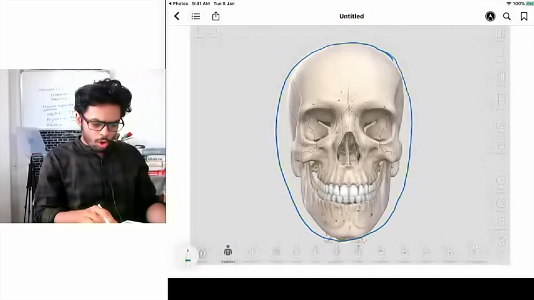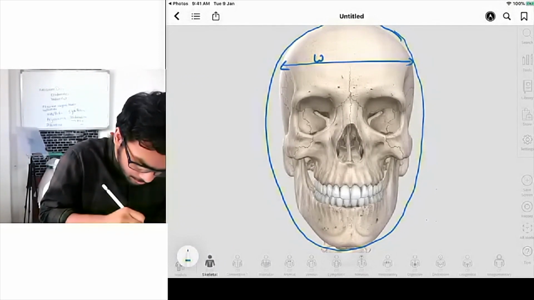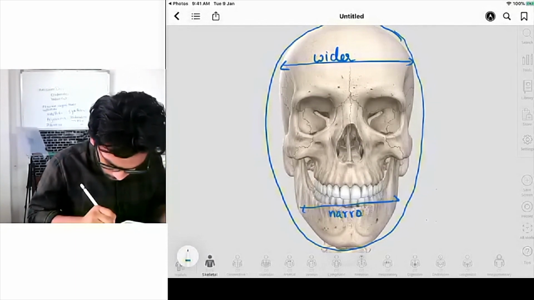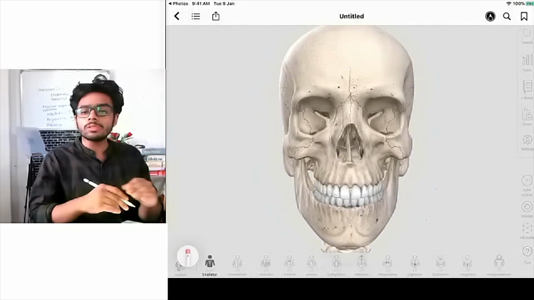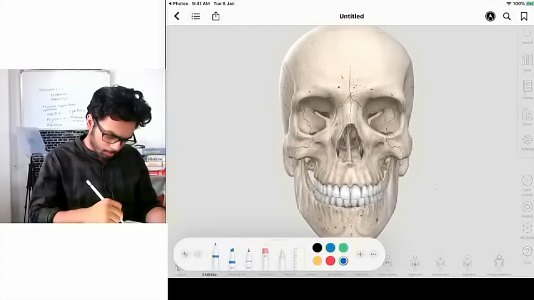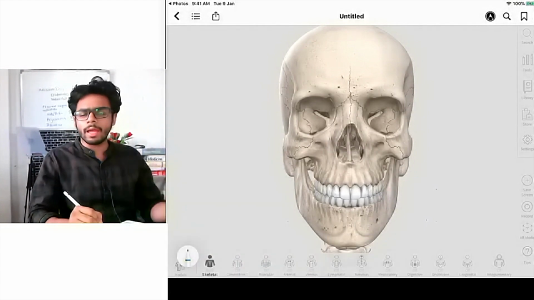When you make the outline of this structure, it looks like this. Can you see? It is almost oval in shape and it is wider above, and narrower in this part. After this we will see how the bones are arranged and what are the different bones present in this view. We will study the names of the bones from above.